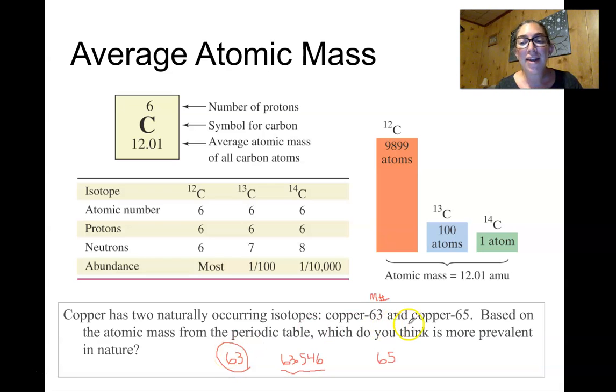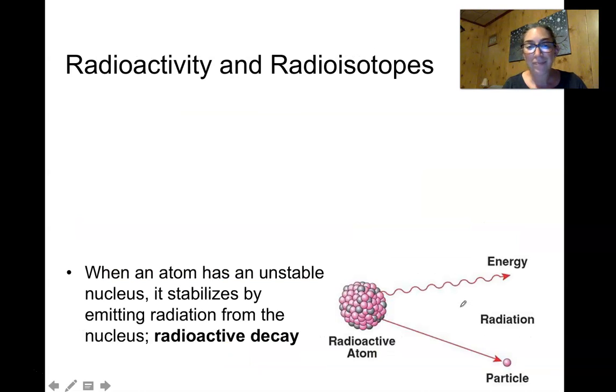So for any given element, I could give you different isotopes and then say, which one do you think is the most abundant or more prevalent in nature based on its atomic mass? And it would be whichever isotope is closest to that atomic mass.